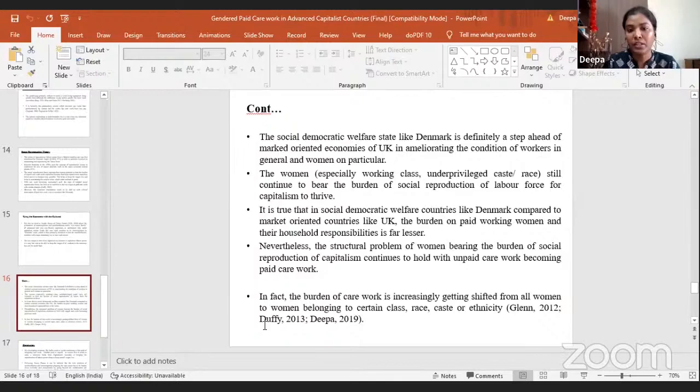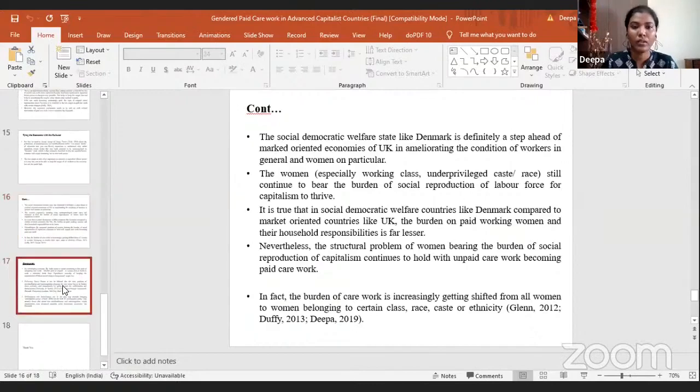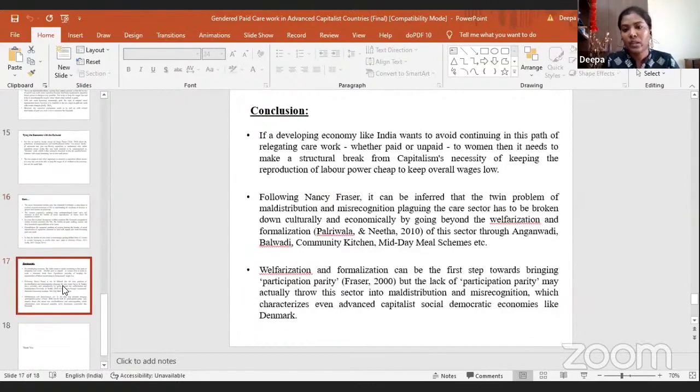So in fact, the burden of care work is increasingly getting shifted from all women to women belonging to certain class, race, caste, ethnicity, etc. So what we would try to conclude is that if a developing economy like India wants to avoid continuing on this path of regulating care work, whether paid or unpaid, of women, then it needs to make a structural break from capitalism, which necessitates keeping the reproduction of labor power cheap to keep overall wages low.